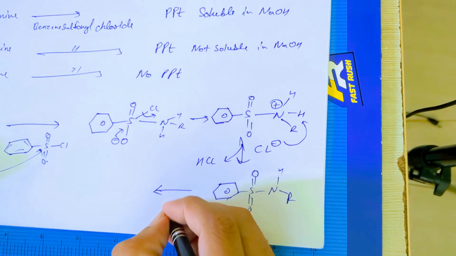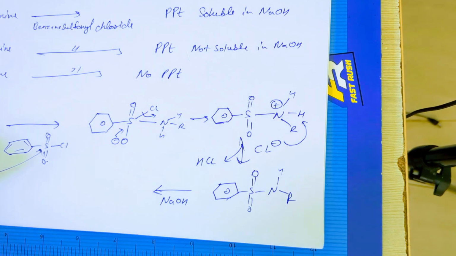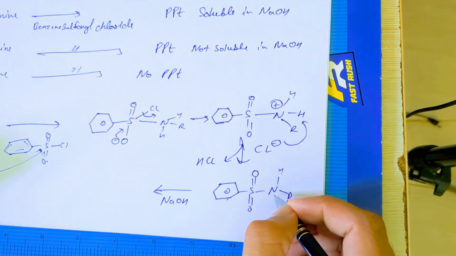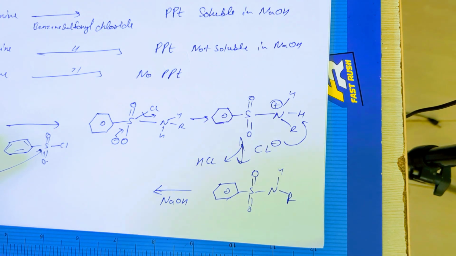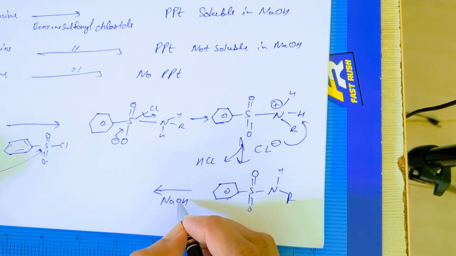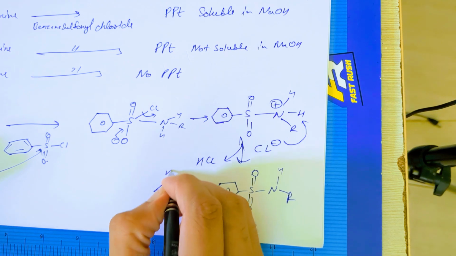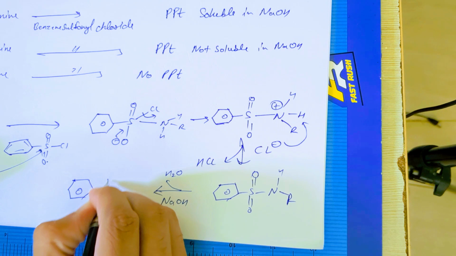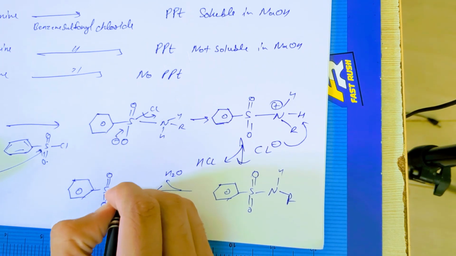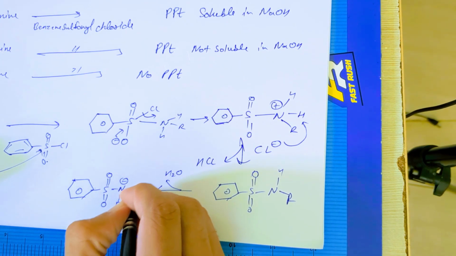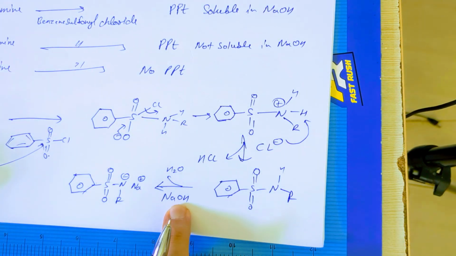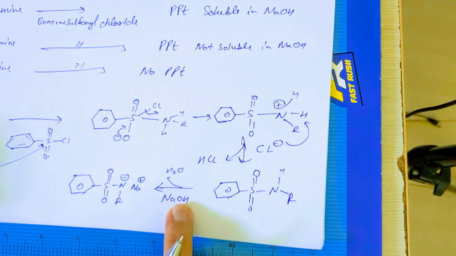Now let's see if it is soluble in sodium hydroxide or not. Here there is a hydrogen present on this nitrogen. That's why when we use sodium hydroxide, this OH negative takes this hydrogen and gives us water plus a species that is soluble in sodium hydroxide. So by seeing this precipitate formation and solubility in sodium hydroxide, we can say there is a primary amine present in our solution.